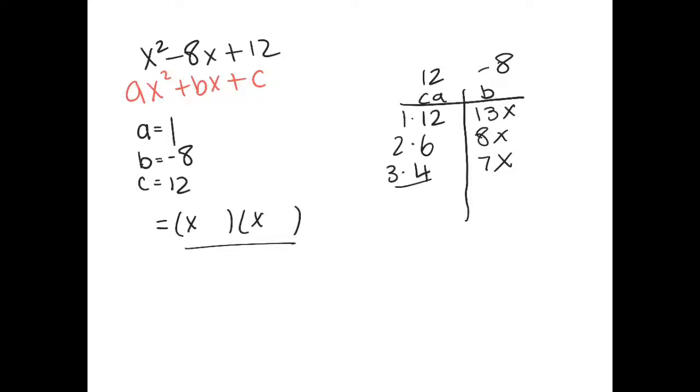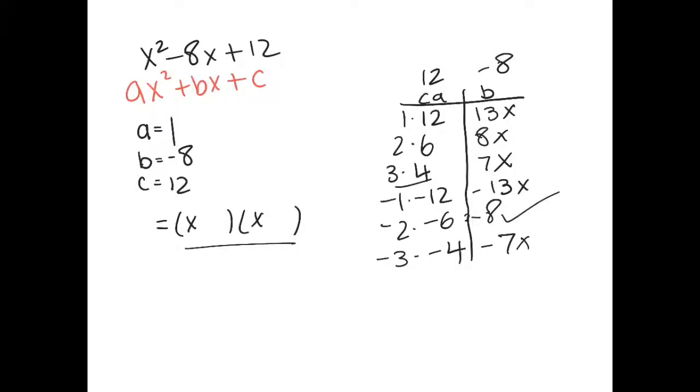So now we go into the negatives. We've got -1 times -12. That's -13. Still wrong. We've got -2 times -6. That equals -8. And we've got -3 times -4. That equals -7. And we know that our answer is going to be -8. So the only two correct numbers will be -2 and -6. So now we simply plug it into this final equation. So we've got x minus 2 times x minus 6.